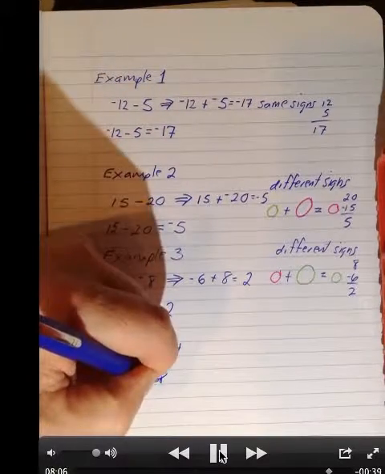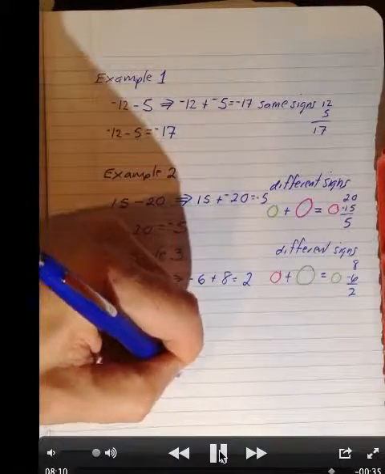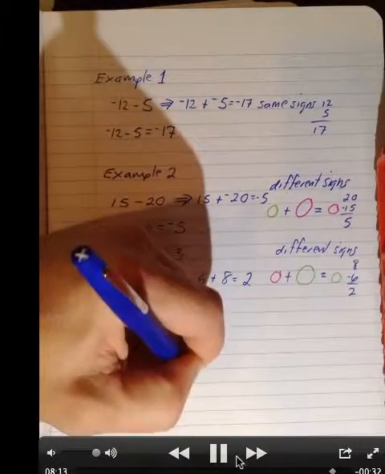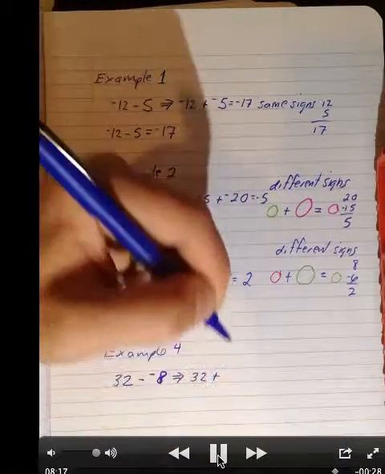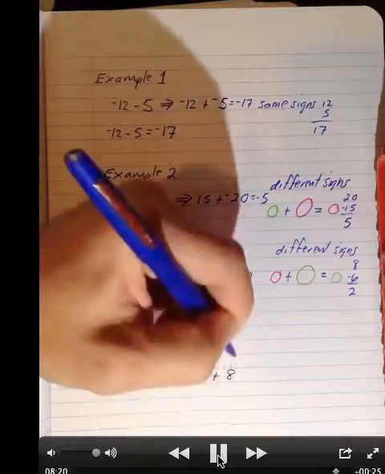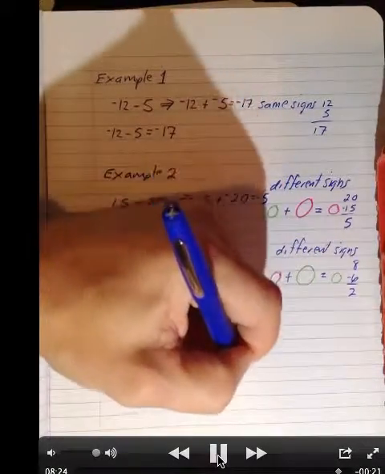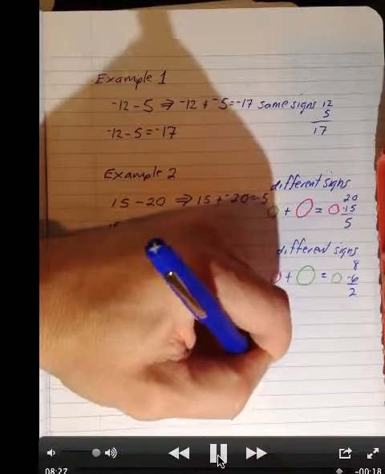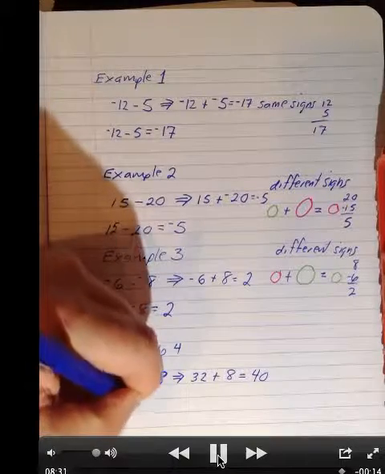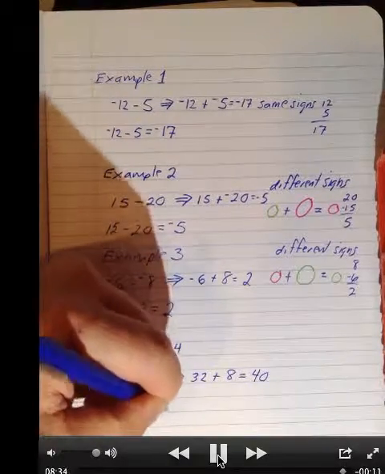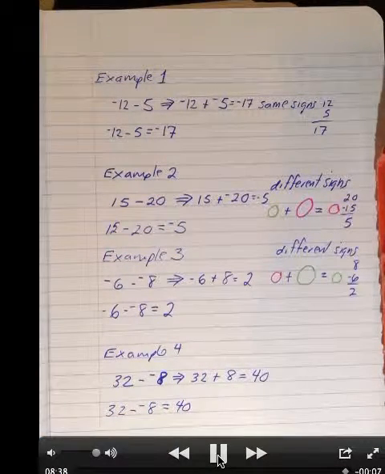Example 4 is 32 minus a negative 8. So that becomes 32 plus, the opposite of negative 8 is positive 8. 32 and 8 have the same signs, so when they're the same signs, you add, and that's just 40. That means that 32 minus a negative 8 is 40.